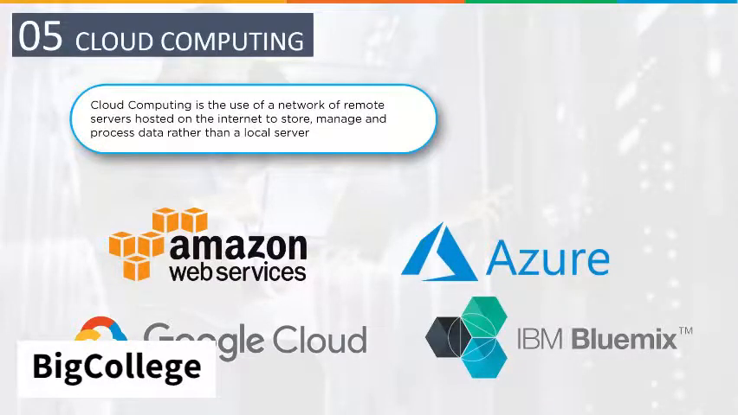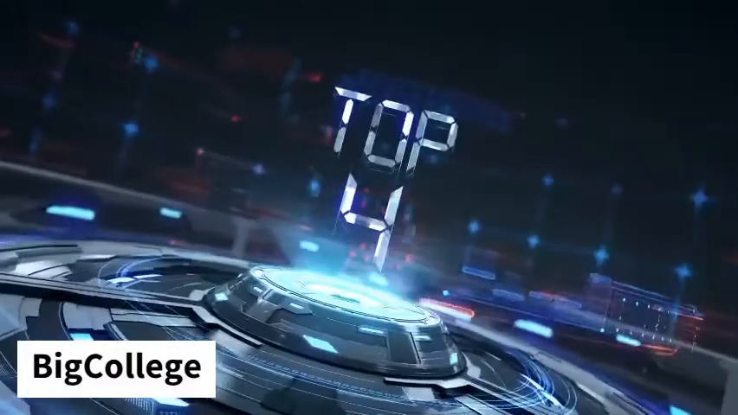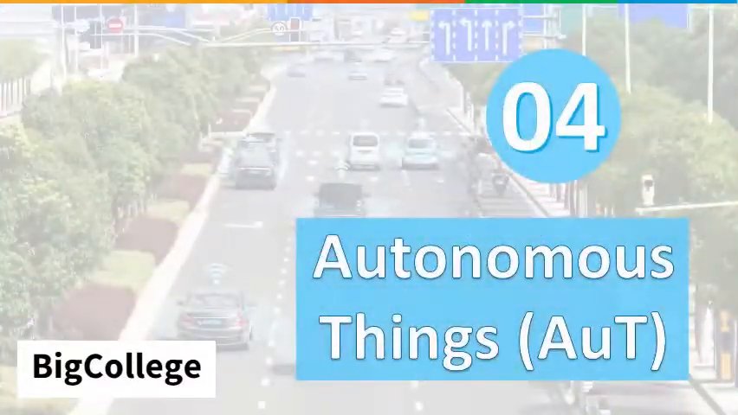Within the cloud computing industry, there are several giants like Amazon Web Services, Microsoft Azure, and Google Cloud Platform. Now, what these cloud service providers do is provide services which users can use to create their own applications and satisfy their requirements. At number 4, we have autonomous things.